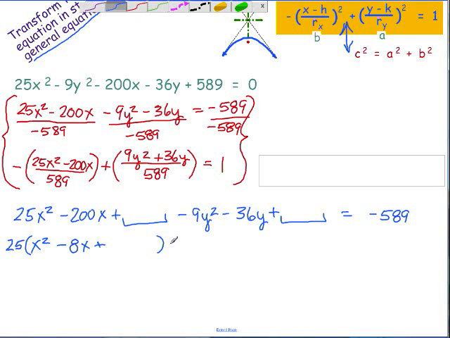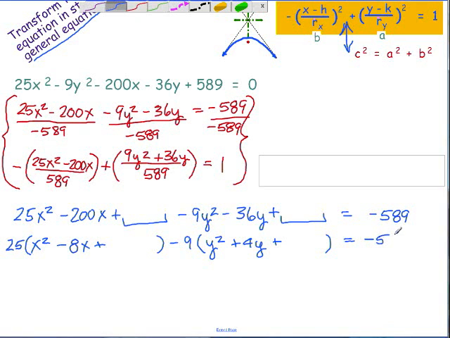Plus some number, which I'll get to in a moment. I have the same problem here. I'm going to factor out a -9, which will leave me with, this is very manageable, isn't it? And this will be a positive. I'm going to add some number there.